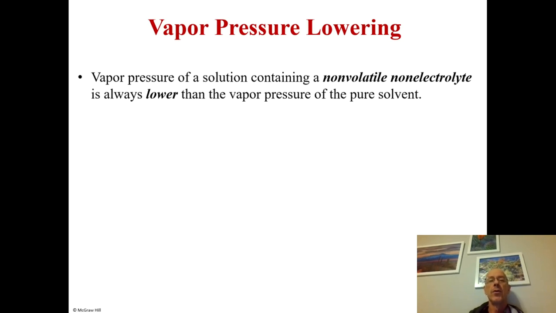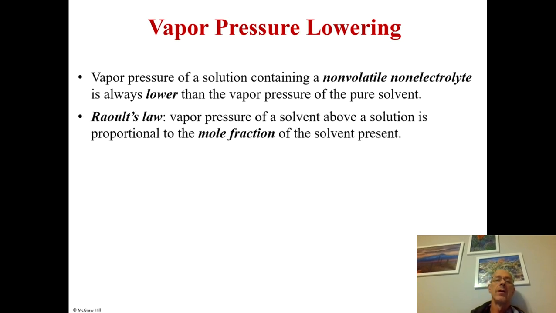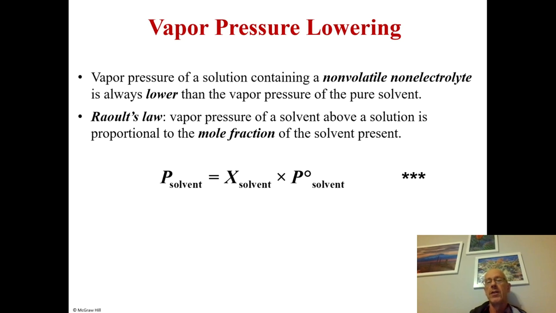The vapor pressure is lowered anytime we add a non-volatile solute. So Raoult's law states that the vapor pressure of a solvent above a solution is proportional to the mole fraction of the solvent present. So here is an important equation that you should know. P solvent is the vapor pressure of the solvent under the given conditions, and that's equal to the mole fraction of the solvent, which is a value between 0 and 1, generally relatively close to 1, multiplied by the vapor pressure of the pure solvent, that's P0 solvent.